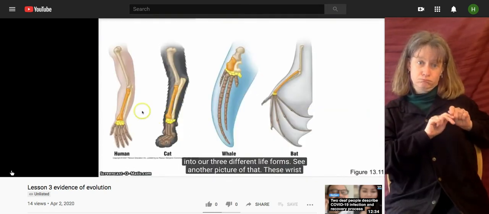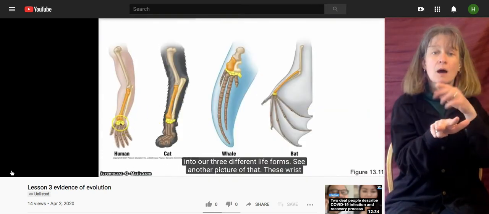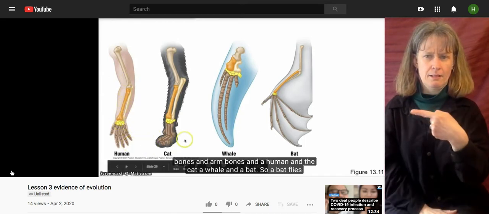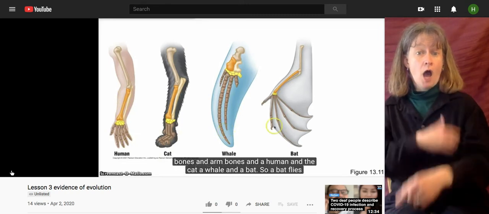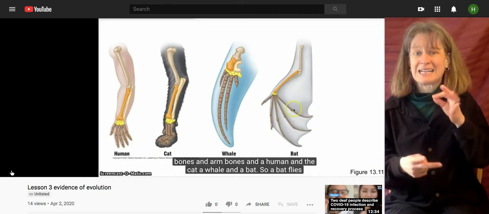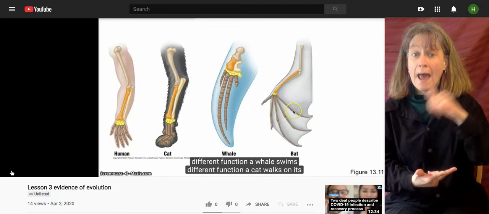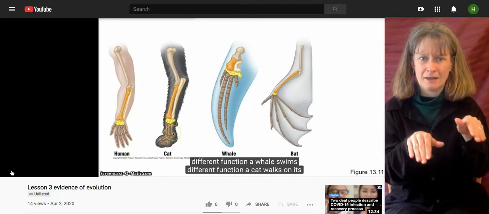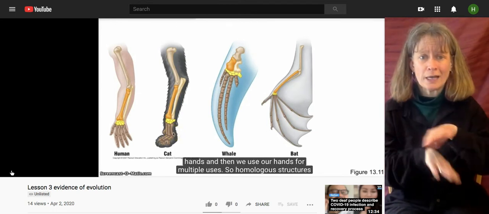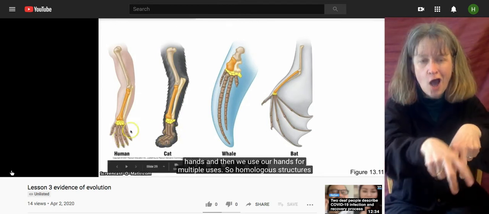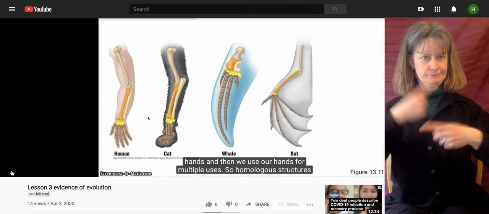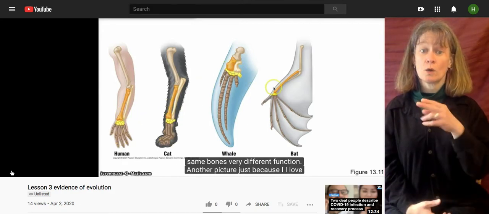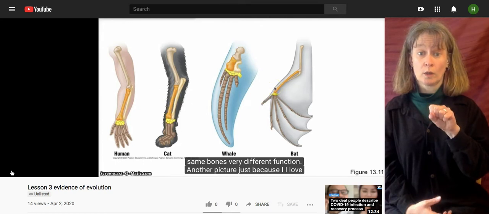Another picture of that, these wrist bones and arm bones in a human and a cat, a whale and a bat. So a bat flies, different function. A whale swims, different function. A cat walks on its hands, and then we use our hands for multiple uses. So homologous structures, same bones, very different function.